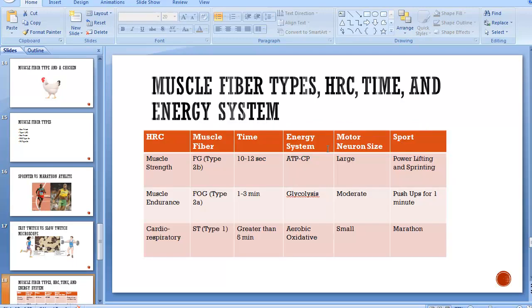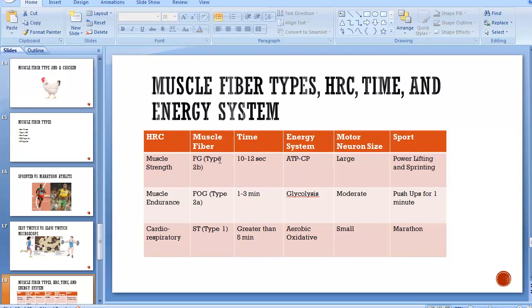If you can memorize this, this will help you out if you ever go into exercise physiology. It connects the health-related components to some major areas in exercise phys. And this is really how you need to learn, is connecting information. So here we have the health-related component of muscle strength.